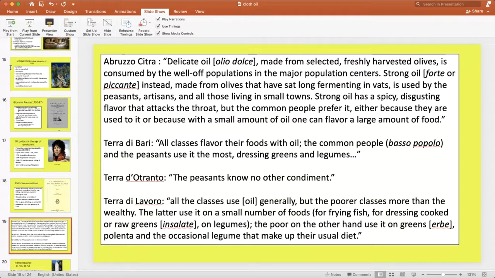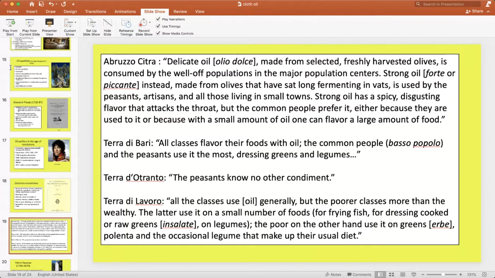poor. In the Terra di Bari, all classes flavor their foods with oil. The common people and the peasants use it the most, dressing greens and legumes. In the Terra d'Otranto, the peasants know no other condiment. And in the Terra di Lavoro, which is Campania, this is where Naples is, all the classes use oil generally, but the poorer classes more than the wealthy.